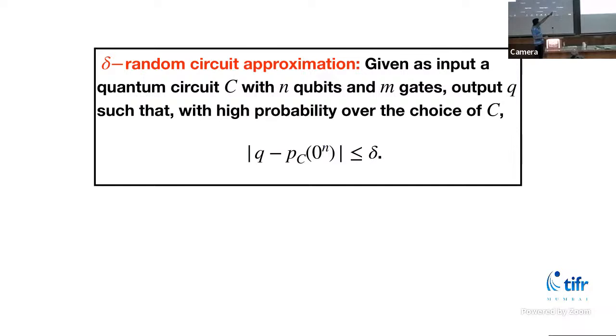I call this a delta random circuit approximation. So I give you the description of a quantum circuit C. I want to compute the probability of seeing 0 to the n when I sample from this circuit. But I don't want to compute that precisely. I have some tolerance delta. And the thing that I want is Q that's close to the precise value up to delta.